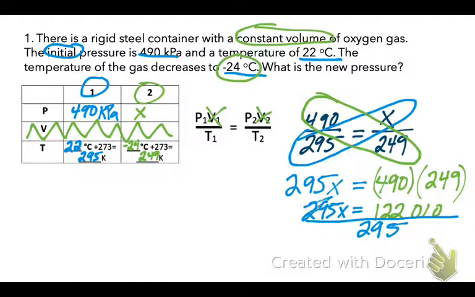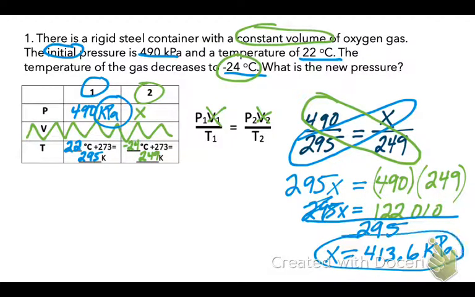So that's why that 295 cancels. So now we just have to divide our big number by 295. We put those in our calculators, and I get about 413.6. And for my unit, since my pressure was kPa, that's what my answer's unit is going to be, kPa, which is kilopascals. And that's my answer.